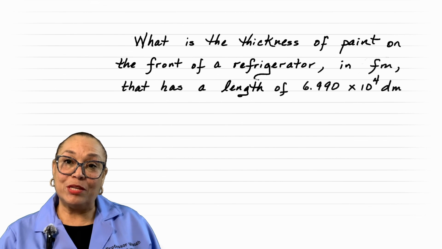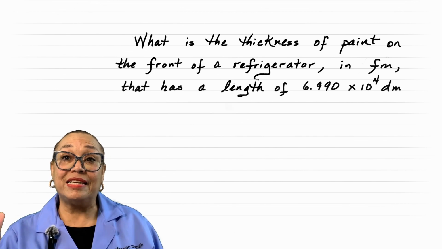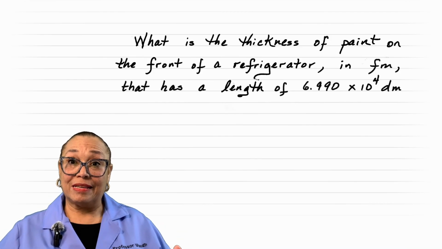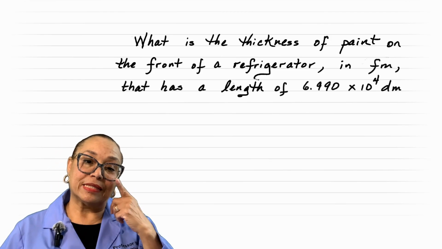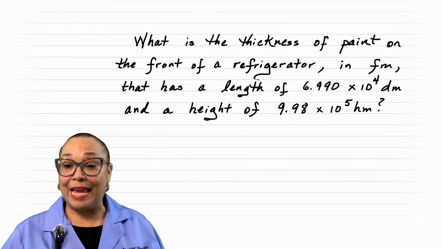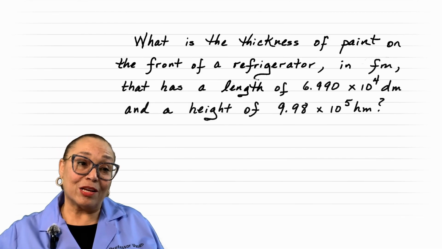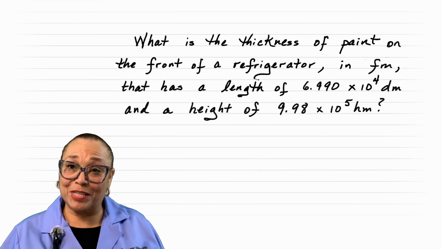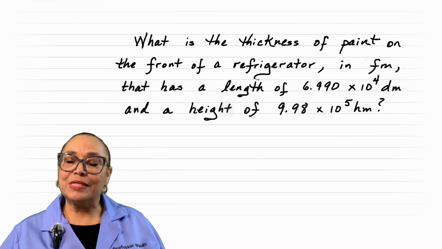Now, a decimeter, a DM, is as big as 60 to 70 houses of average size laid side by side. So you know that's a big number. Okay, let's keep going. And a height of 9.98 times 10 to the fifth hectometers. Now that's like going around the equator of the Earth 2.5 times. Isn't that crazy?